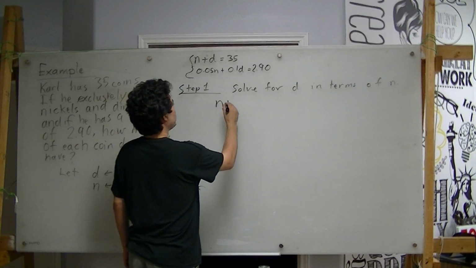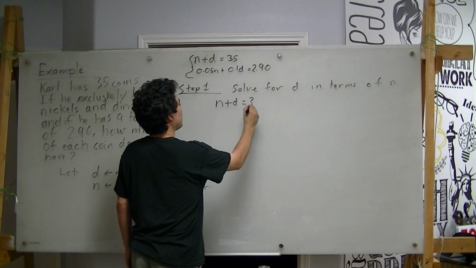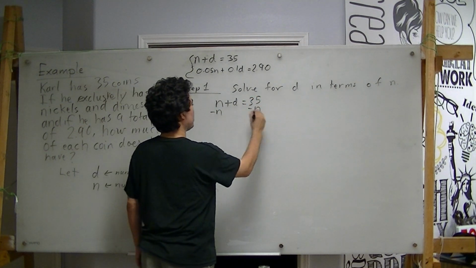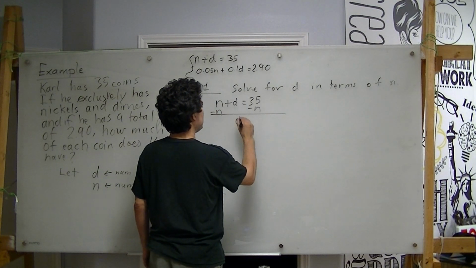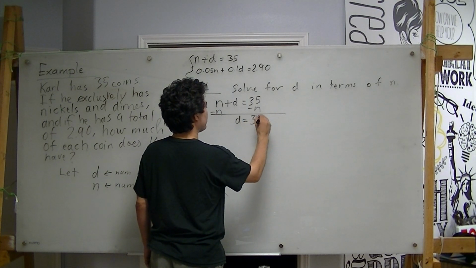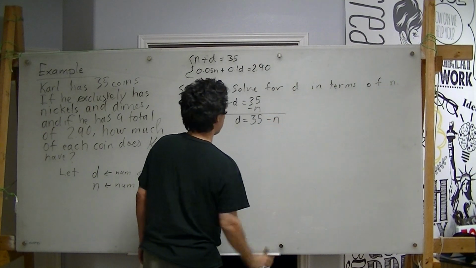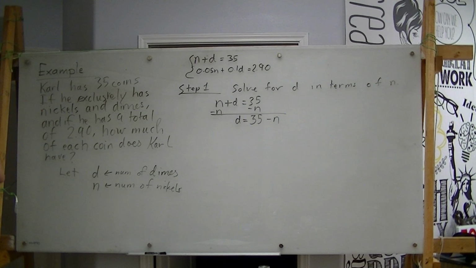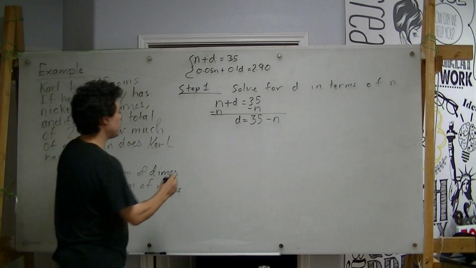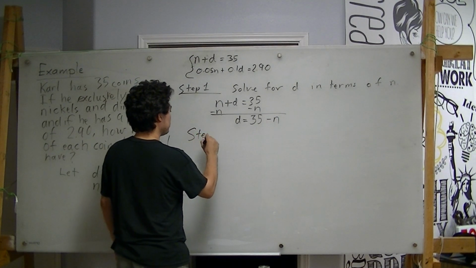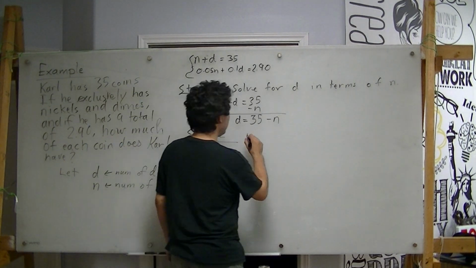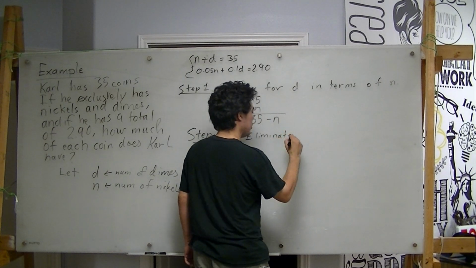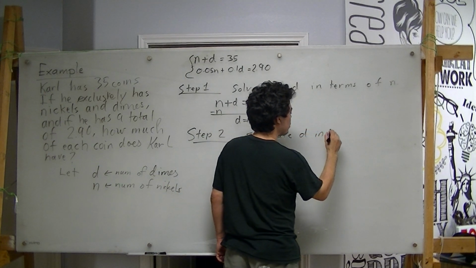So we start with our first equation, N plus D equals 35. And we want to solve it for D, so we subtract N from both sides. This gives us D equals 35 minus N. Okay, and there we have it. We have solved for D in terms of N. Now step 2, we're going to eliminate D in the remaining equation.